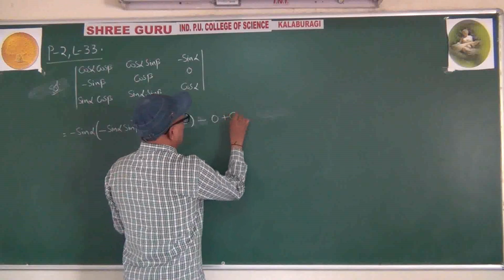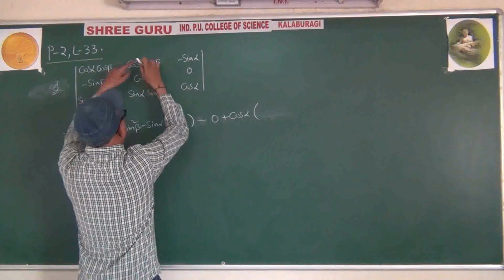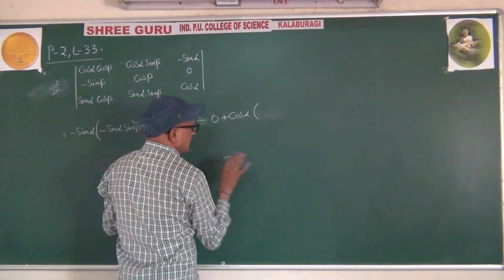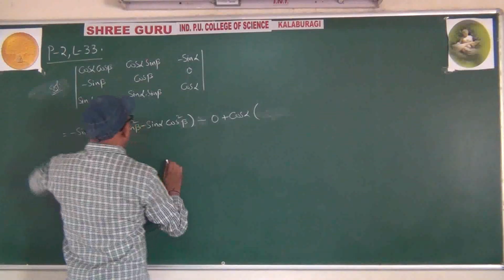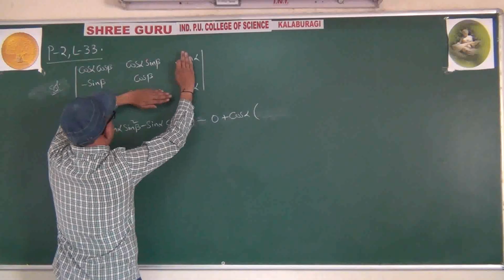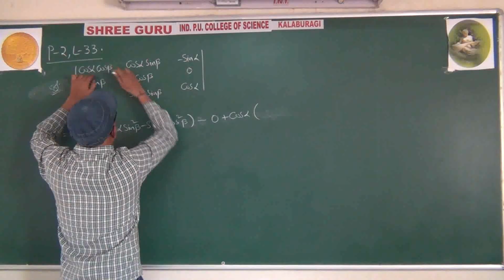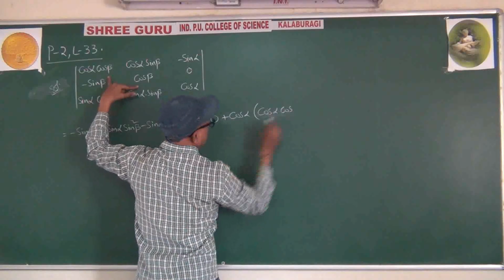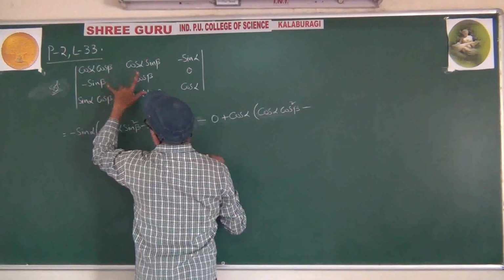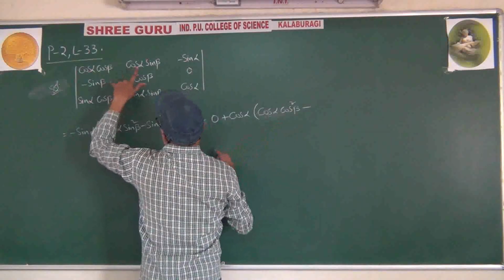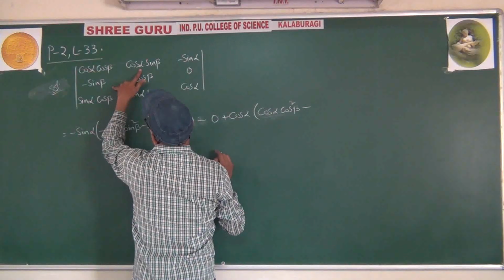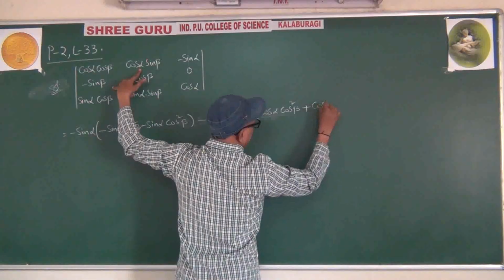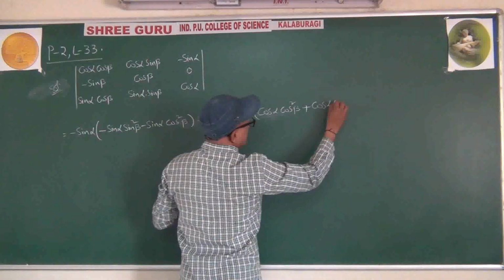Next, cos alpha. Why minus 0? Remember the pattern shape: whatever is here, change the sign. It may be minus 0 or plus 0, both are the same, no need to take tension about that. Cos alpha is here; remove this row and this column and multiply these two. Cos alpha, cos beta into cos beta, cos square beta, immediately minus. Cos alpha sin beta into minus sin beta: this minus and that minus become plus. Cos alpha sin beta into sin beta, sin square beta.